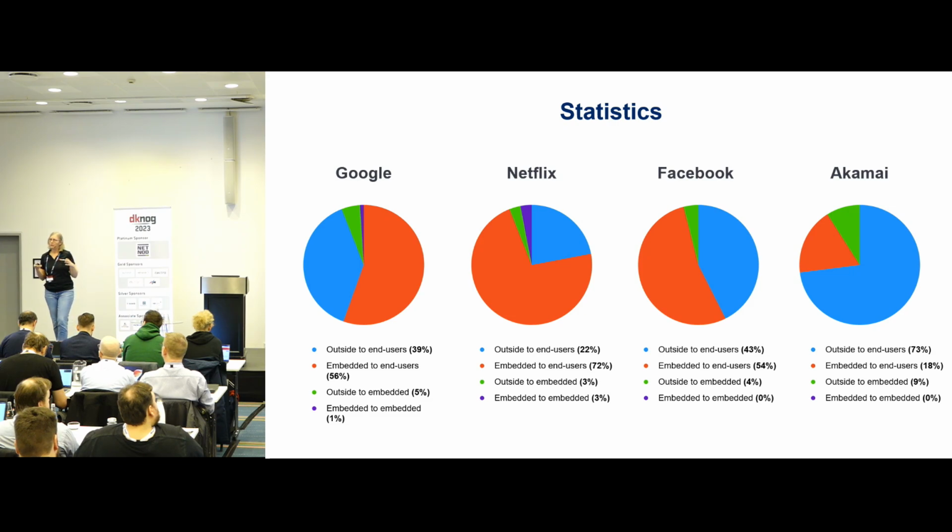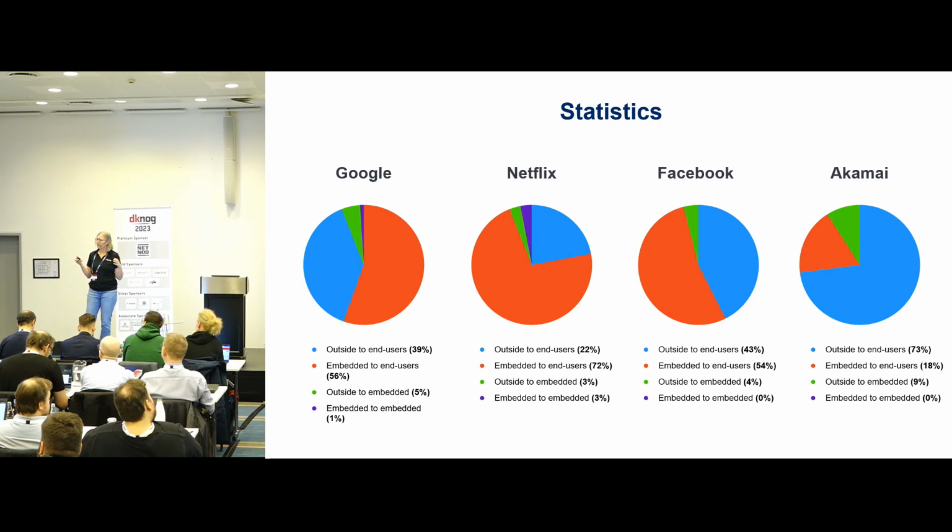Then I'm going to take a look at the four biggest ones and see how is the traffic coming from that CDN split in outside to end user, embedded to end users, outside to embedded, and embedded to embedded. So if we look at Google, and here we're looking at the ISPs who have one or more Google servers in the network, the aggregated statistic is around 40% coming still from outside of the network.